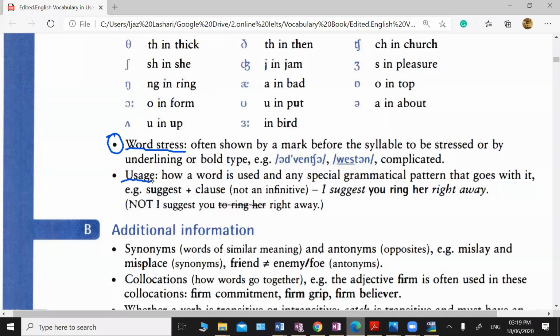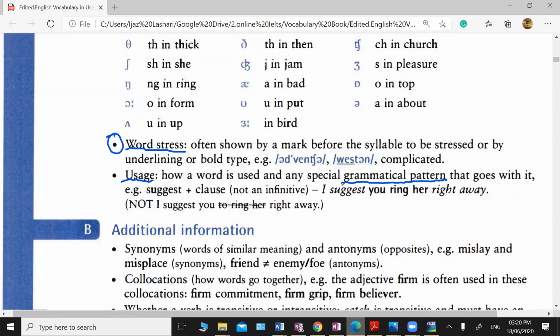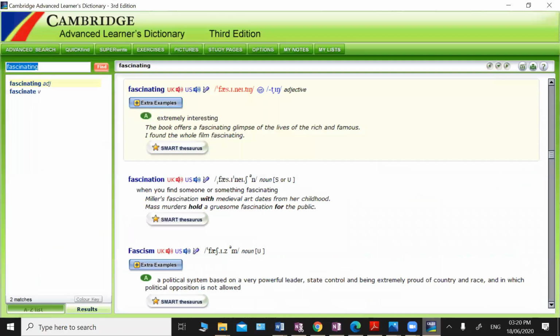You not only learn the stress, you also try to understand how the word is used. How a word is used, and any special grammatical pattern. Grammatical pattern, we studied it yesterday. What kind of grammar pattern, word classes? Is it a noun? Is it a verb? Is it an adjective, preposition, or adverb?